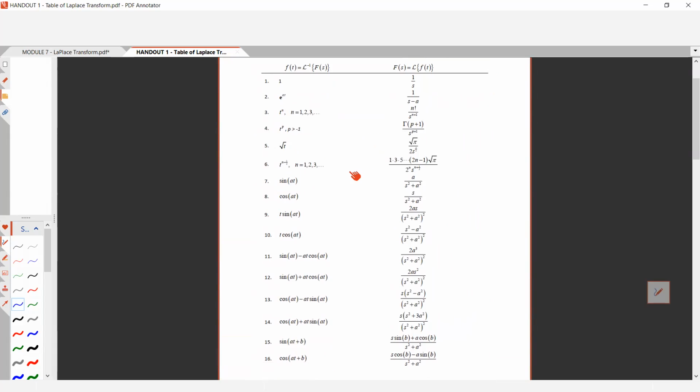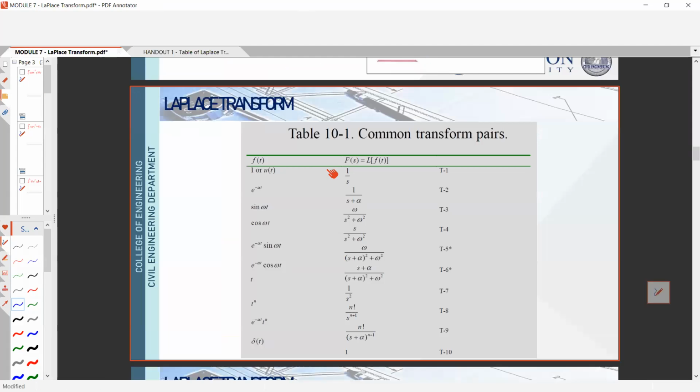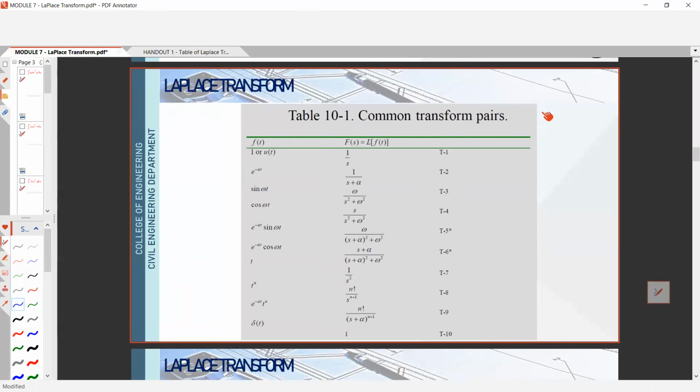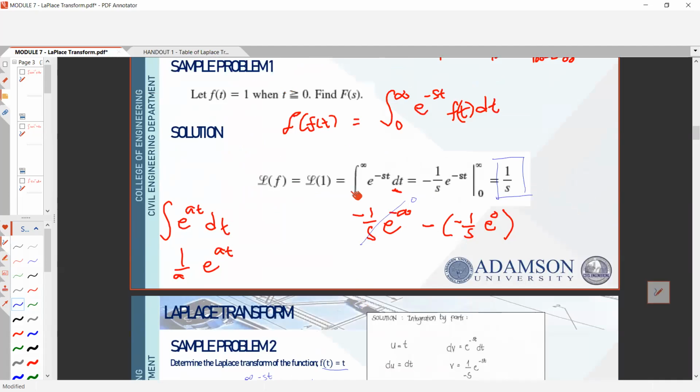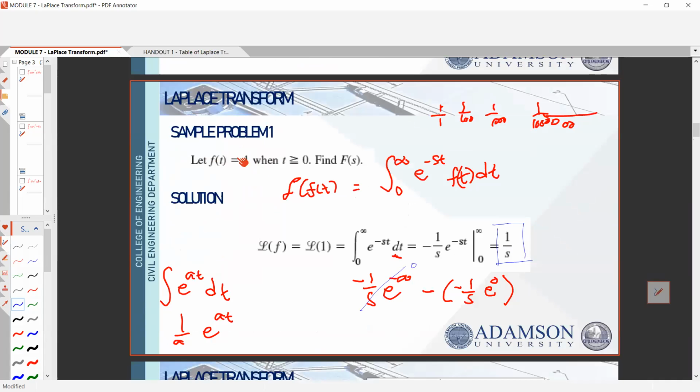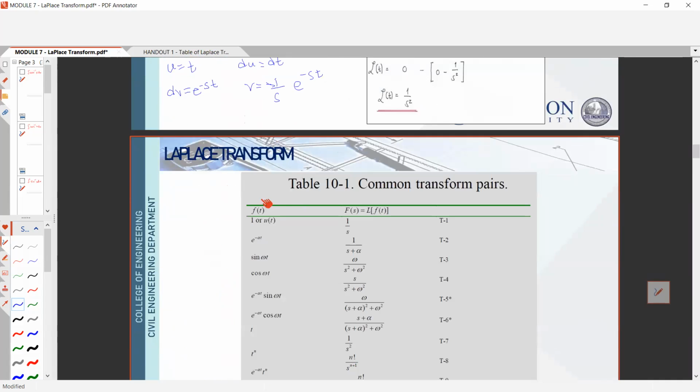Okay, so you can check if okay na yung Blackboard mamaya. So upload ko rin tong handout 1 or the table of Laplace transform. So ito yung common lang na konti. 1 or u of t, so 1 over s. So the same siya dito, class. 1 over s. So f of t is equals to 1. Therefore 1 over s, the same.